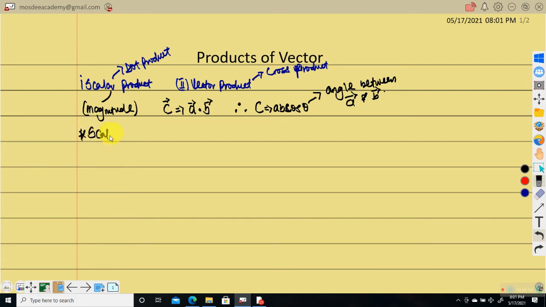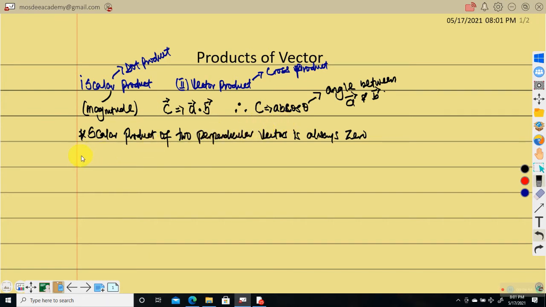The scalar product of two perpendicular vectors is always zero. As we discussed in our previous slide, I told you about perpendicularity, or normal. When vectors are perpendicular, that is at 90 degrees. Everybody should know that cos 90 is nothing but zero. That is why, when we are talking about two perpendicular vectors, their scalar product is always zero.